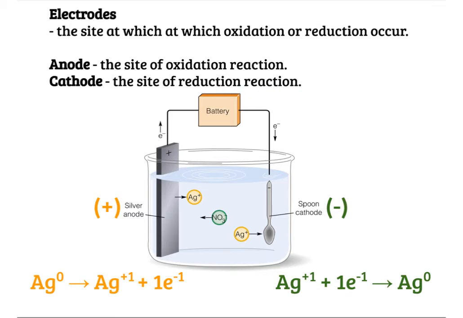However, in an electrolytic cell, since we are pumping a bunch of electrons towards the spoon, towards this cathode on the right, we're giving this cathode a negative charge. So in an electrolytic cell, the cathode is negative and the anode is considered to be positive.